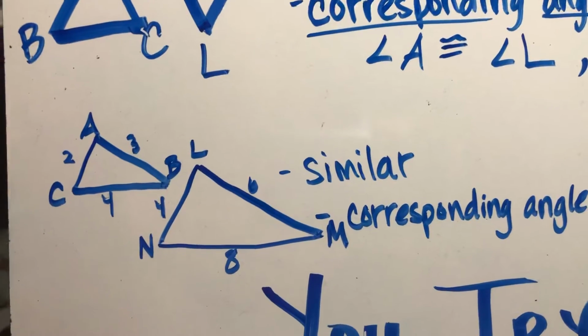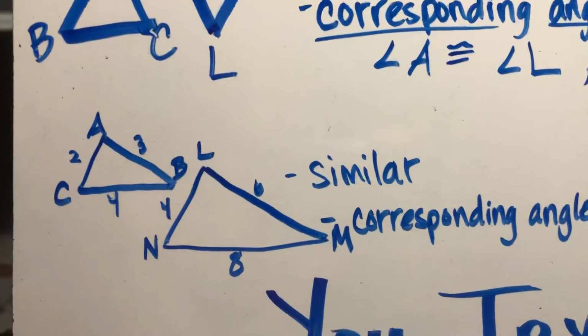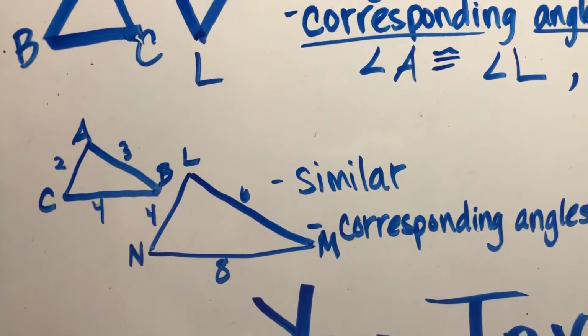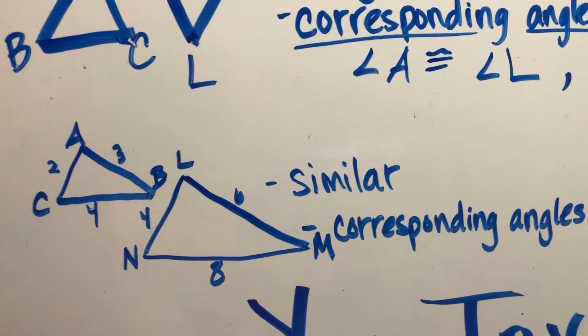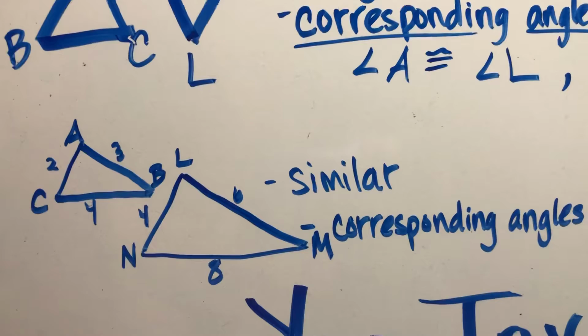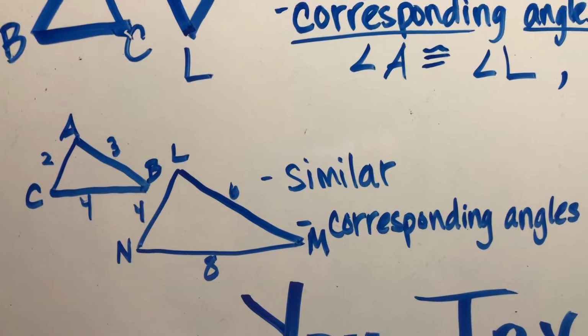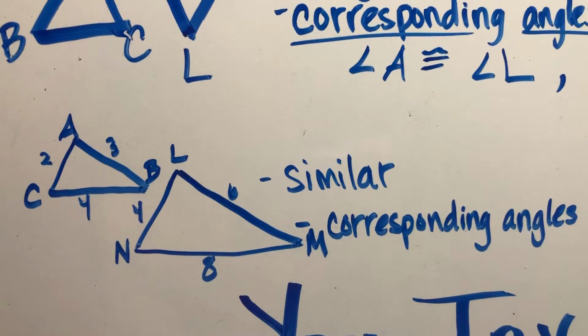Now I also put numbers because it's showing the length of each side. So over in the first triangle, A to C is measuring 2 units. A to B is 3 units. C to B is 4 units.